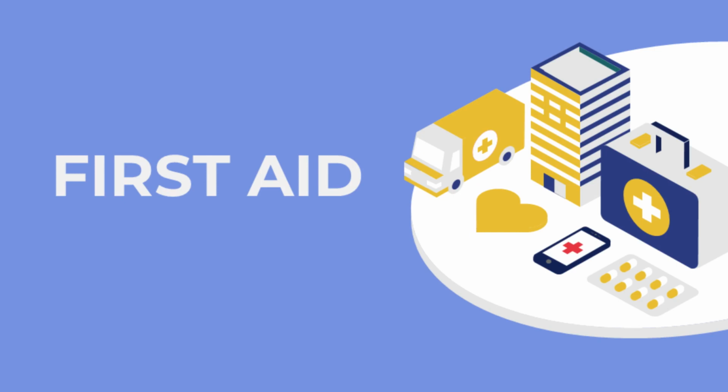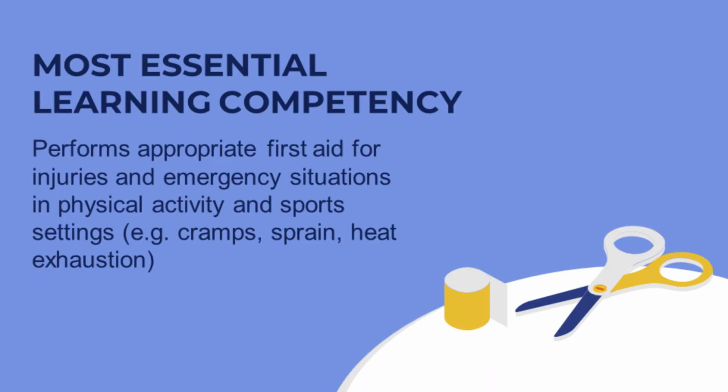This is the second lesson in physical education for the first quarter, and our topic for today is about first aid. For our most essential learning competency, at the end of the lesson you'll be able to perform appropriate first aid for injuries and emergency situations in physical activity and sports setting. Example is cramp, sprain, and heat exhaustion.